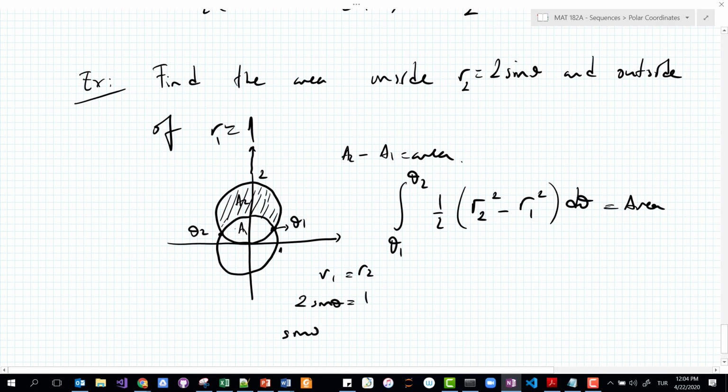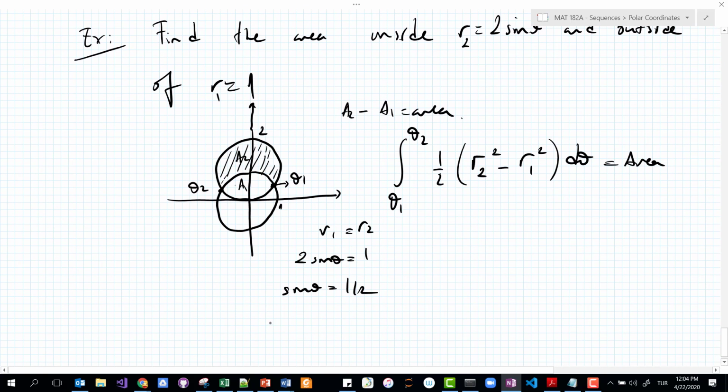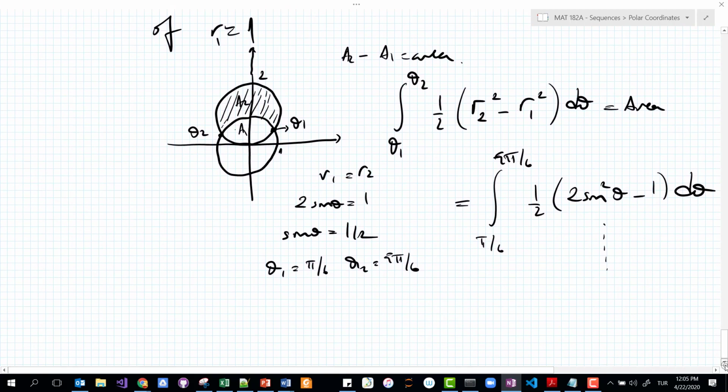So sine theta should be equal to 1 over 2. When sine theta is equal to 1 over 2, either theta 1 is pi over 6, or theta 2, which is in the second region, is 5 pi over 6. So that's why the integral is from pi over 6 to 5 pi over 6, 1 over 2, and r2 squared minus r1 squared, 4 sine squared theta minus 1, d theta. And then I will leave the integral to you, so you can solve it as we did before, and figure out the result.